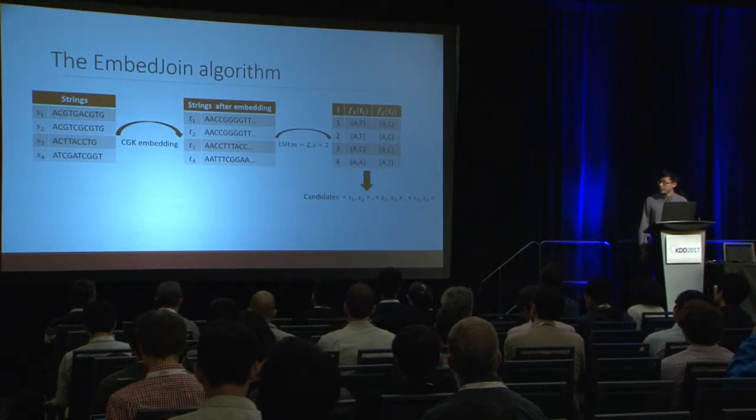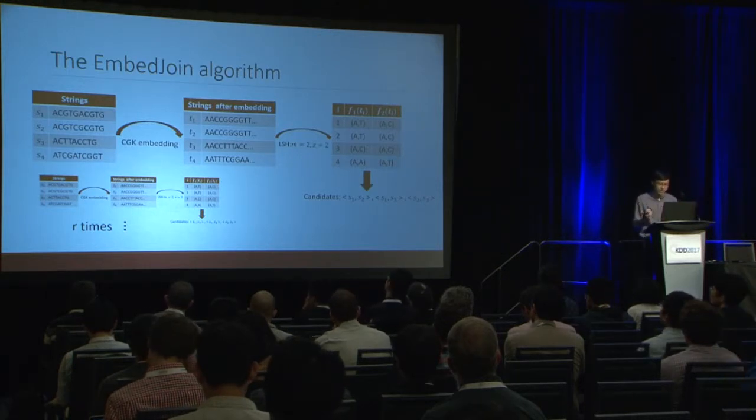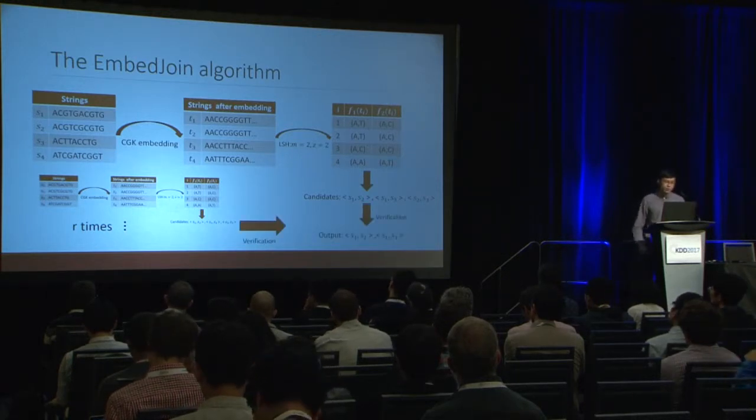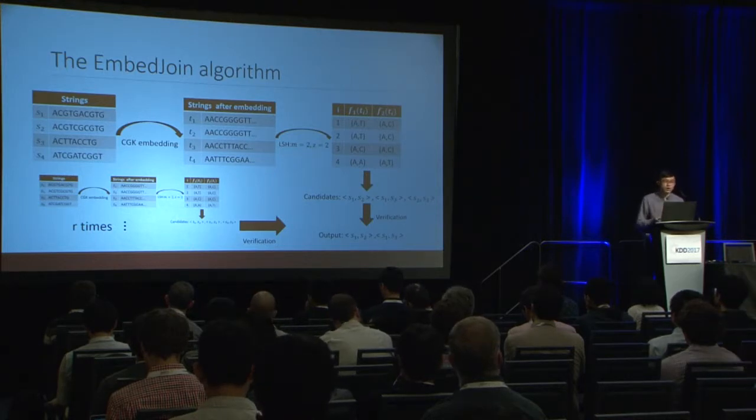And we repeat the process R times by embedding multiple times and repeating the above procedure to get more candidates. At last, we do an exact verification using the edit distance algorithm, and we output all the pairs with edit distance less than or equal to k.